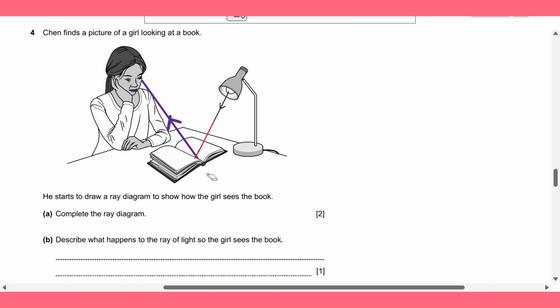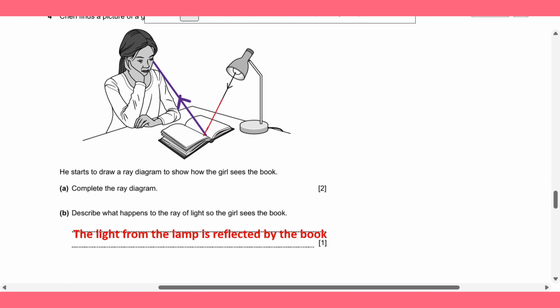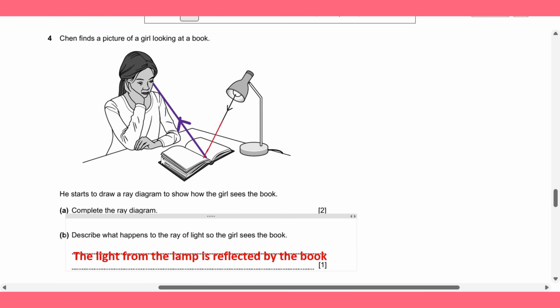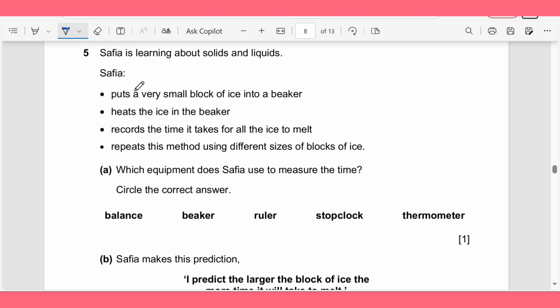Let's move on. Okay, next, 4B, describe what happens to the ray of light so the girl sees the book. Write down your comment here, guys. Let's check out the answer. So guys, the light from the lamp is reflected by the book. Okay, so that's what happened to the ray of light, so the girl sees the book. Next, okay guys, move on to number 5.